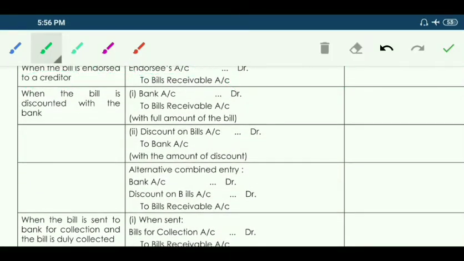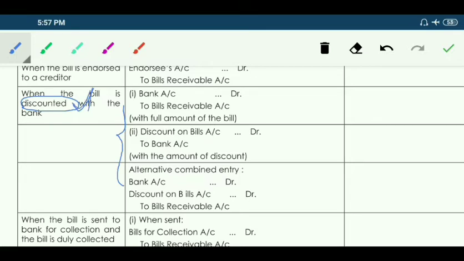Next transaction: when the bill is discounted with the bank. We can easily classify this entry like this, or we can merge this entry. So now we discuss it in simple terms. At the time of discount, the bank charges.